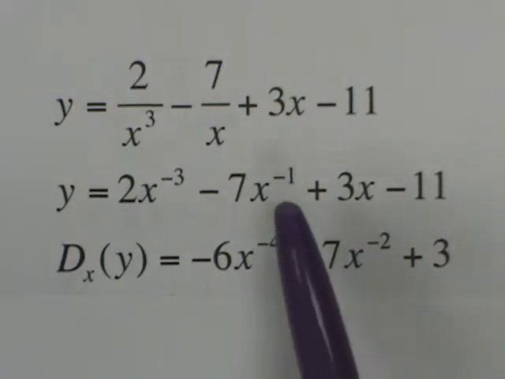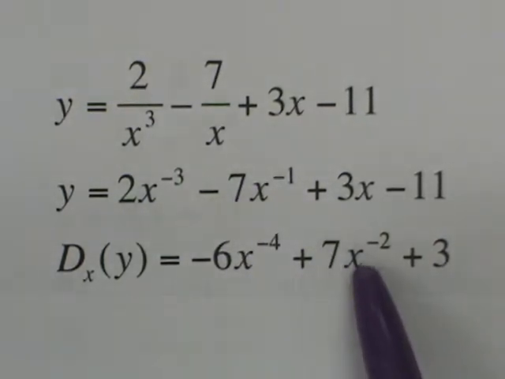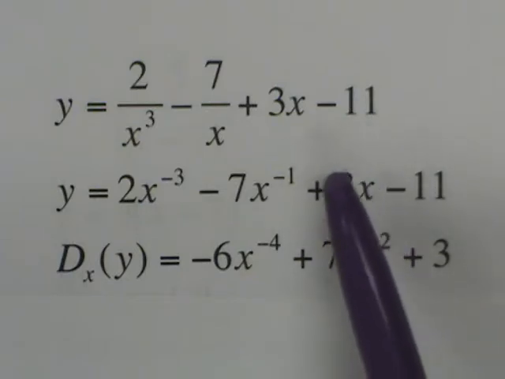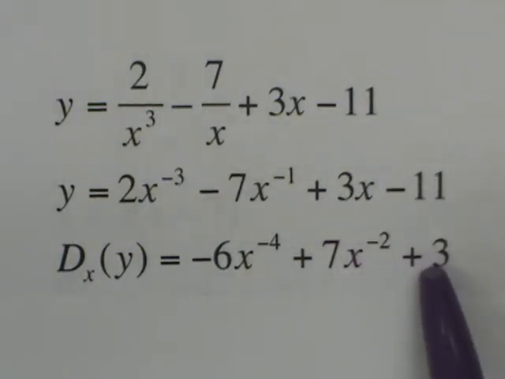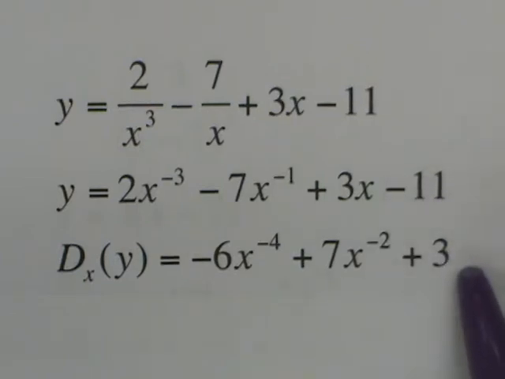In a similar way, I move to the second term. Negative 1 times negative 7 is positive 7. X to the negative second, because it's negative 1 minus 1. And as we take a derivative of 3x, it takes us just to 3. And finally, when you take a derivative of a constant, we know that that drops out.